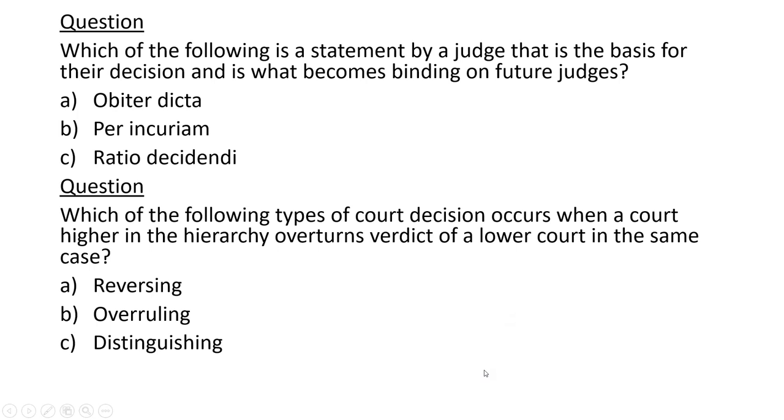Then we have ratio decidendi and obiter dicta. The ratio decidendi is the legal reason for the decision. So if different cases are brought to the judge, and the legal reason in all the cases is the same, all the cases will be given the same verdict. If there has been a case in the past, and a case is brought to you today, and the legal reason of both cases is the same, then you will give the same verdict as you gave in the previous case. That is the ratio decidendi. It is the legal reason for the decision.